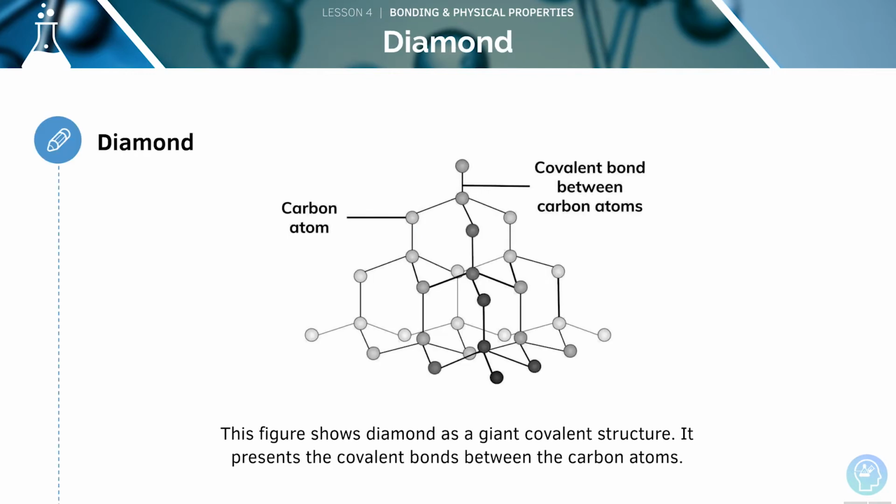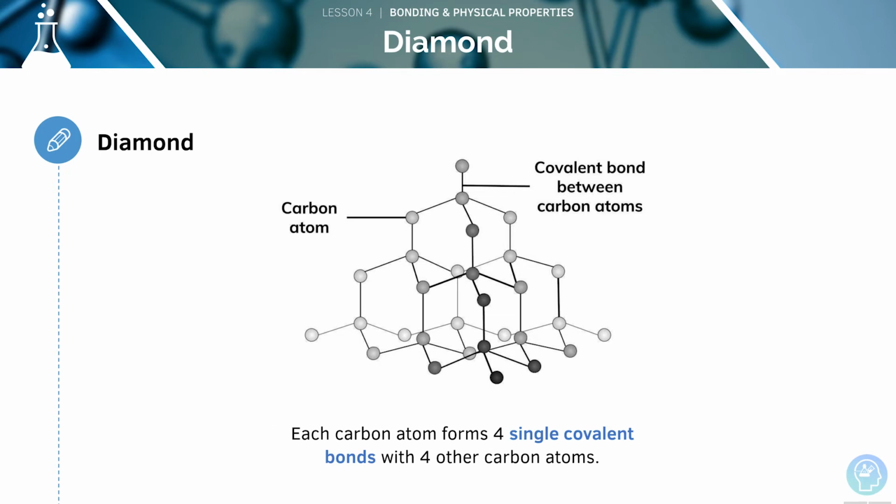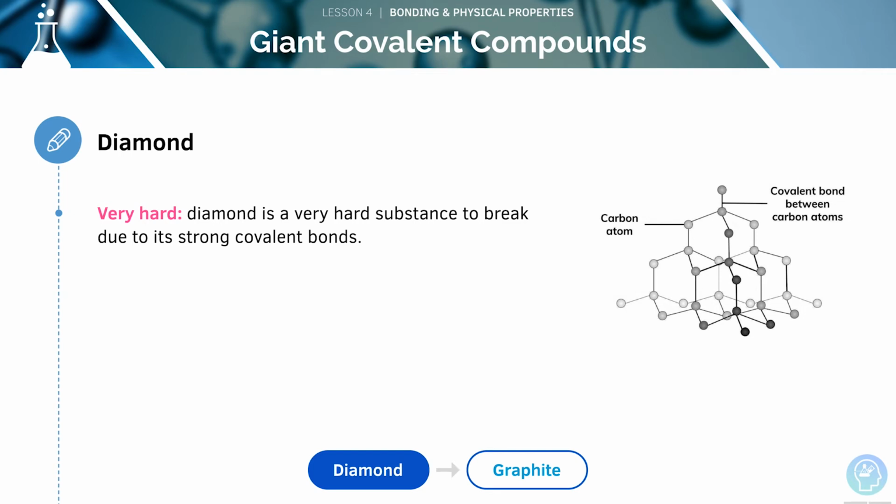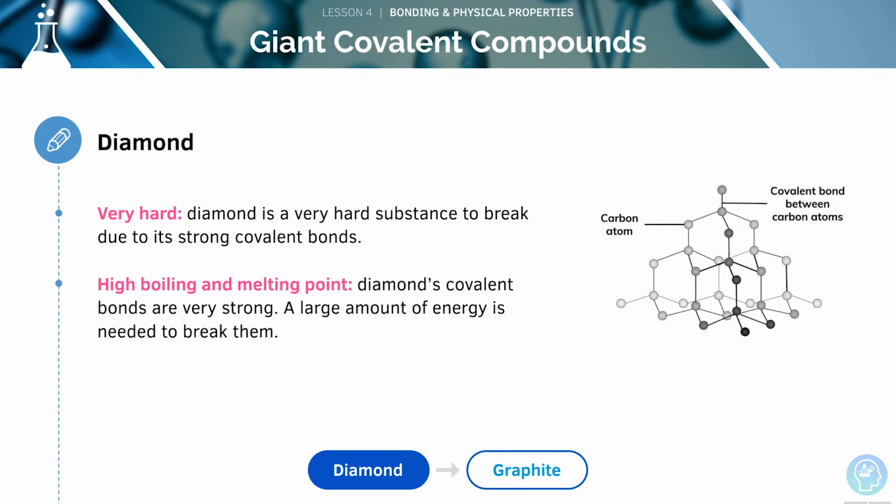This diamond is a giant covalent structure, as shown here. Each of the carbon atoms has formed 4 single covalent bonds with 4 other carbon atoms, as shown here, 1, 2, 3, and 4. Diamond is actually known to be the hardest naturally occurring substance found on Earth. As a result of this hardness, diamond is often used to coat drill bits. The strong covalent bonds mean that it has a very high melting and boiling point.